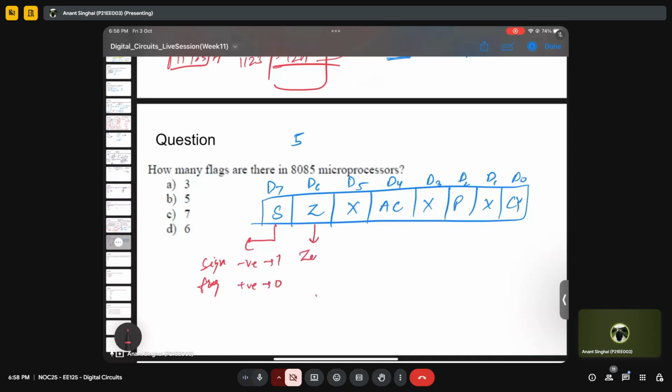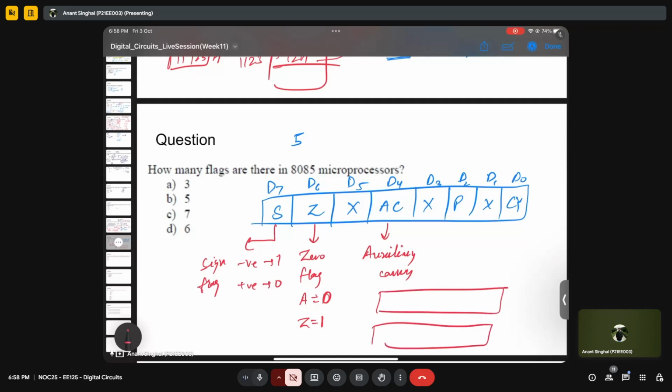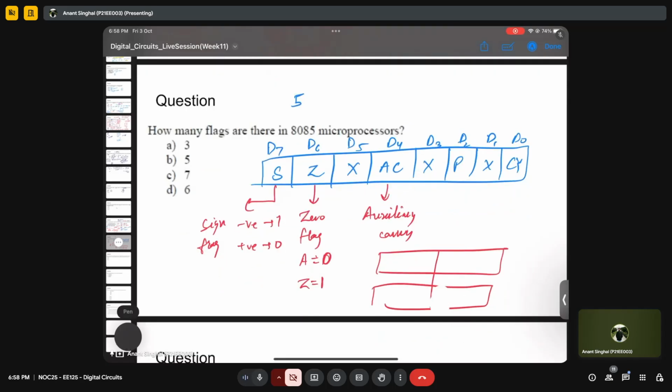Z is nothing but the zero flag. Let's say if your accumulator is 0, then your zero flag will become 1. Then we have auxiliary carry. By auxiliary carry, I mean, let's say we are doing a 4 by 4 bit addition operation. Let's say I'm dividing it something like this. Whenever there is a carry from this particular bit to this particular bit, then AC will become 1.